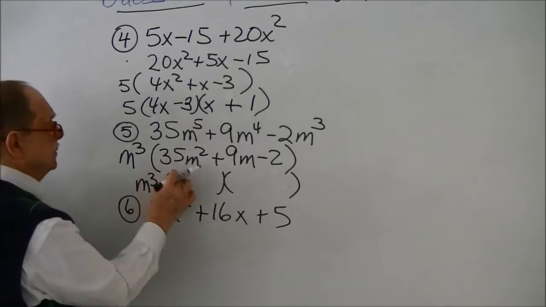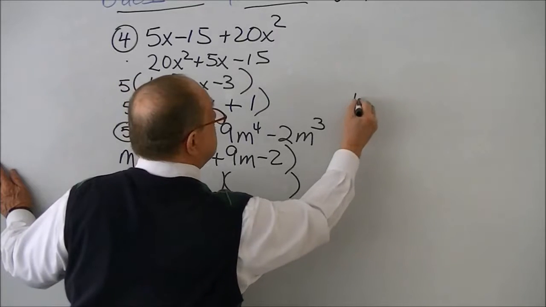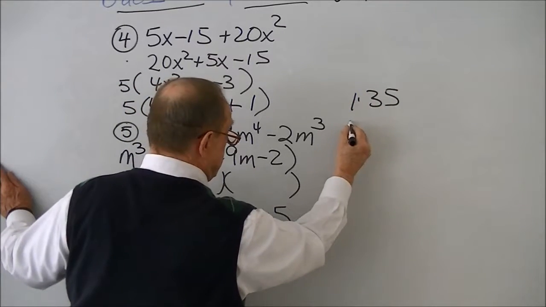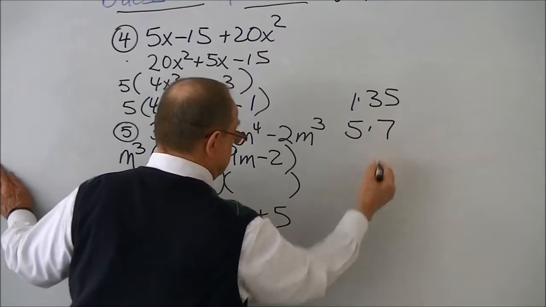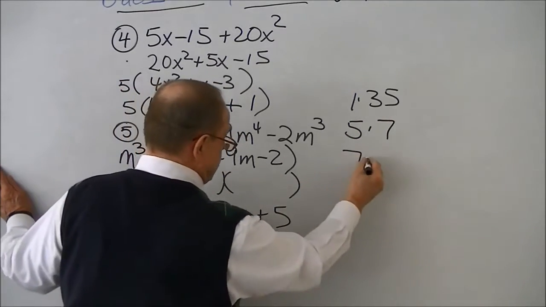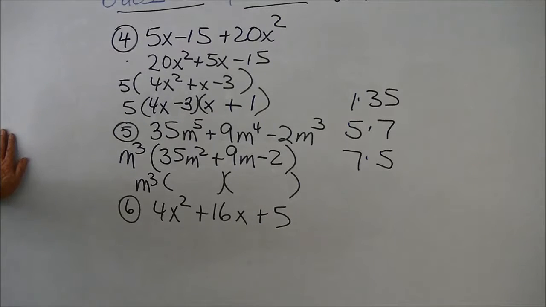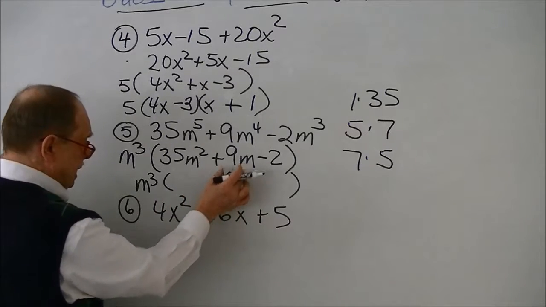Now I have factors of 35 are 1 times 35, or 35 times 1. Then the other common one is 5 times 7, or 7 times 5. And I want to have a positive 9 in the middle.